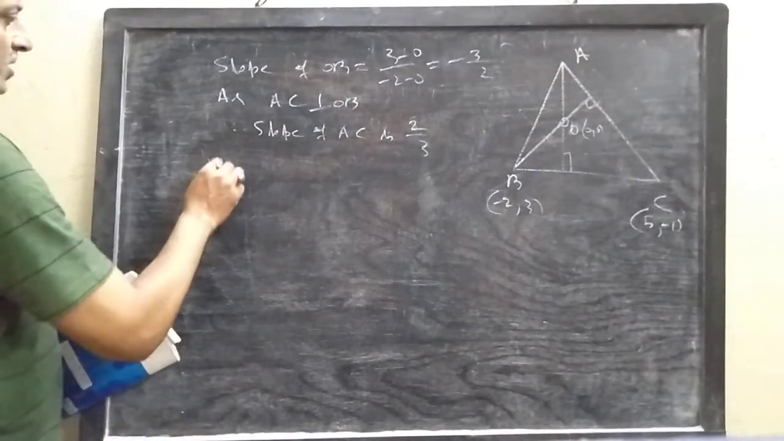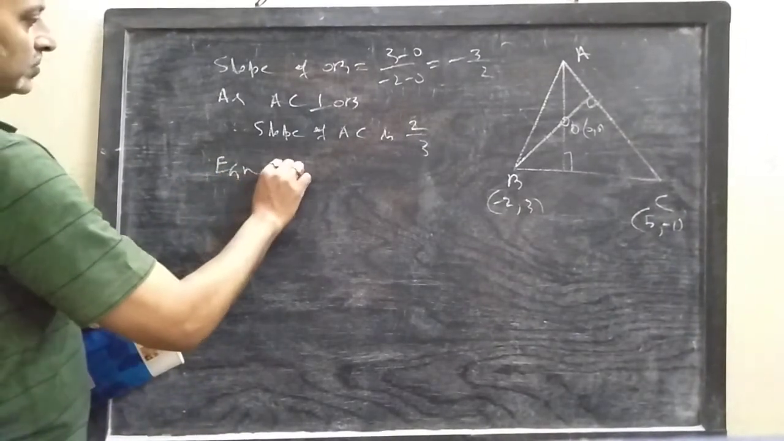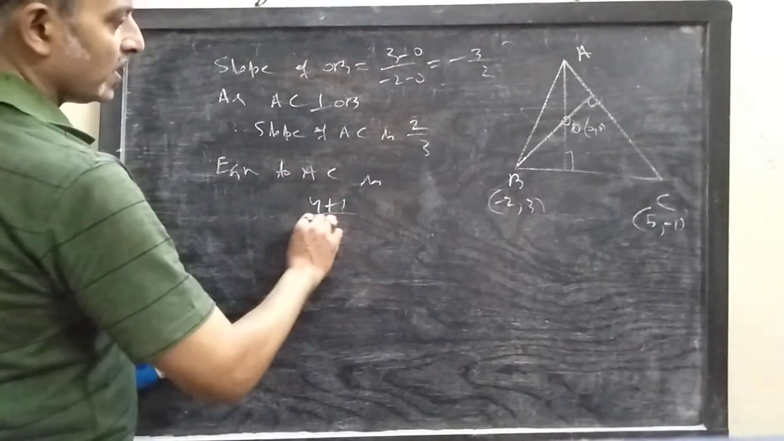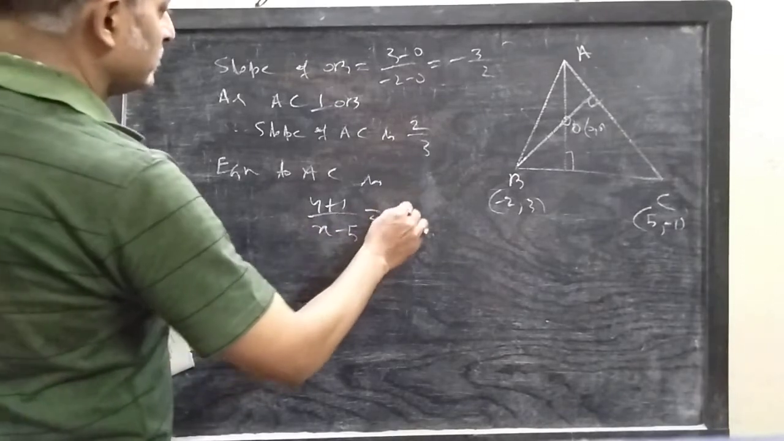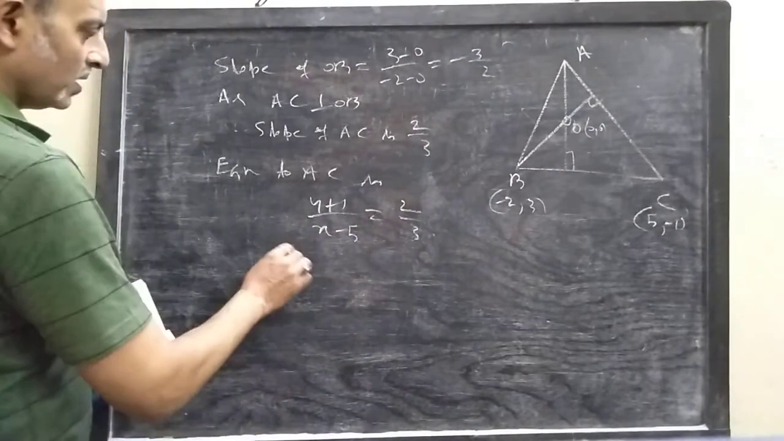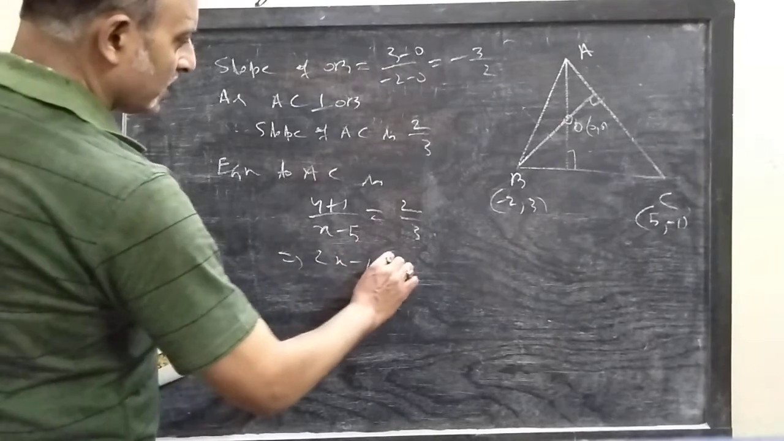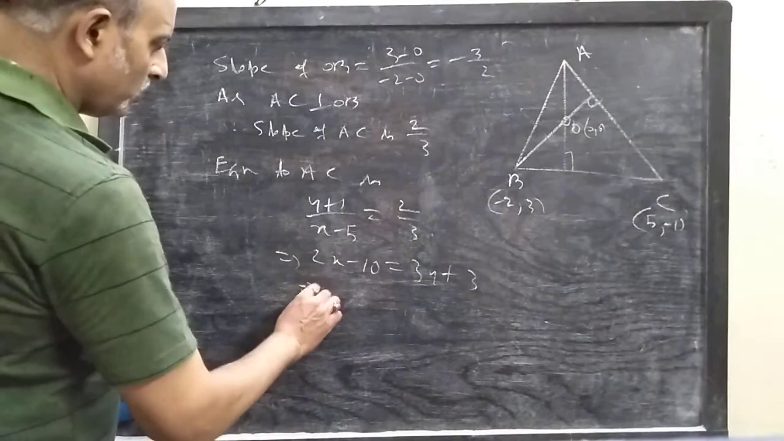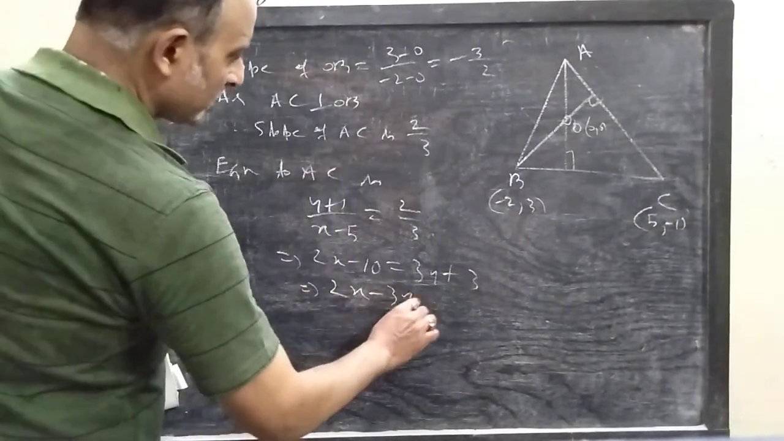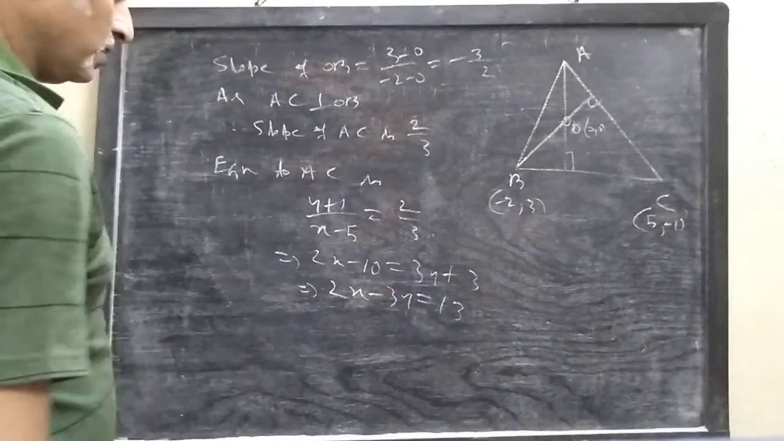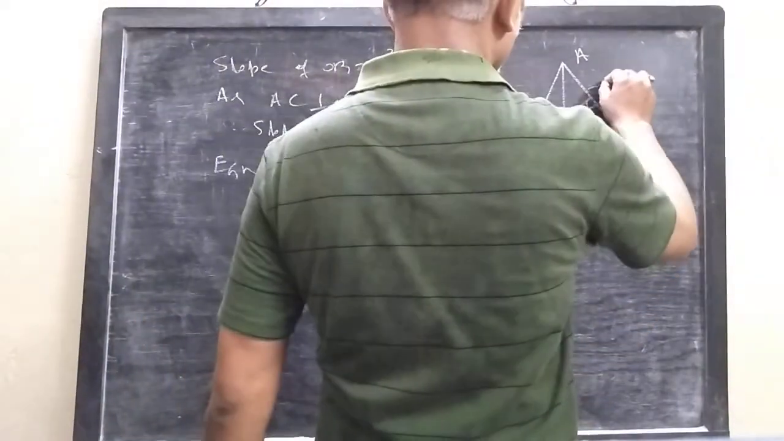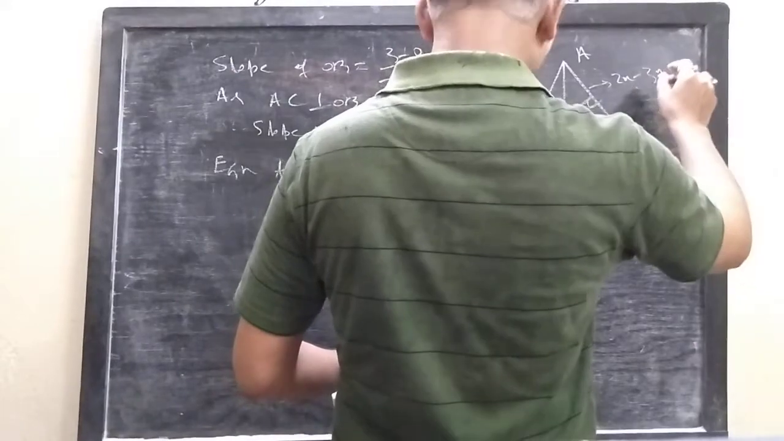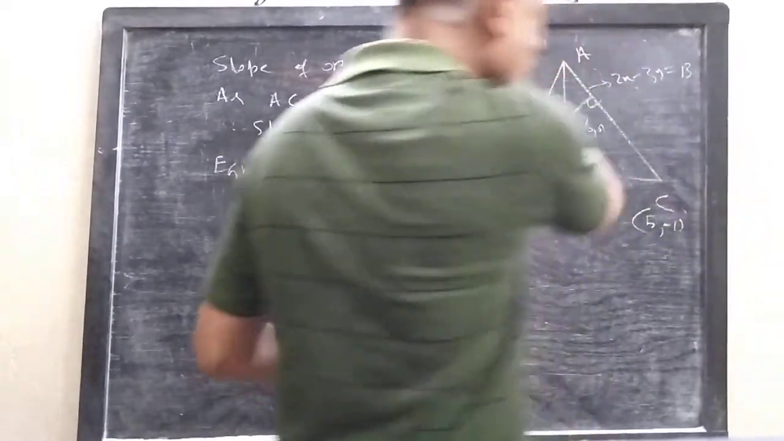Now the equation to AC is (y plus 1) by (x minus 5) equals 2 by 3. Just simplify it. 2x minus 10 equals 3y plus 3. You get 2x minus 3y equals 13. This is the equation to AC: 2x minus 3y equals 13.